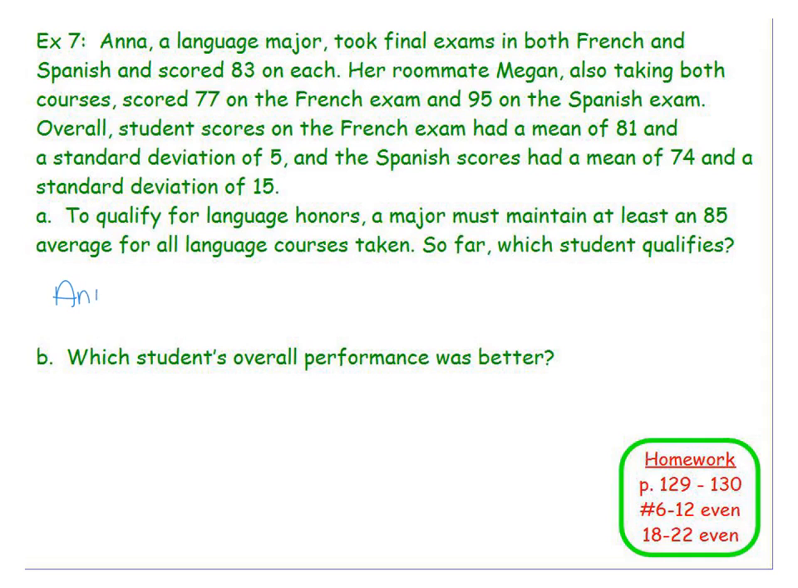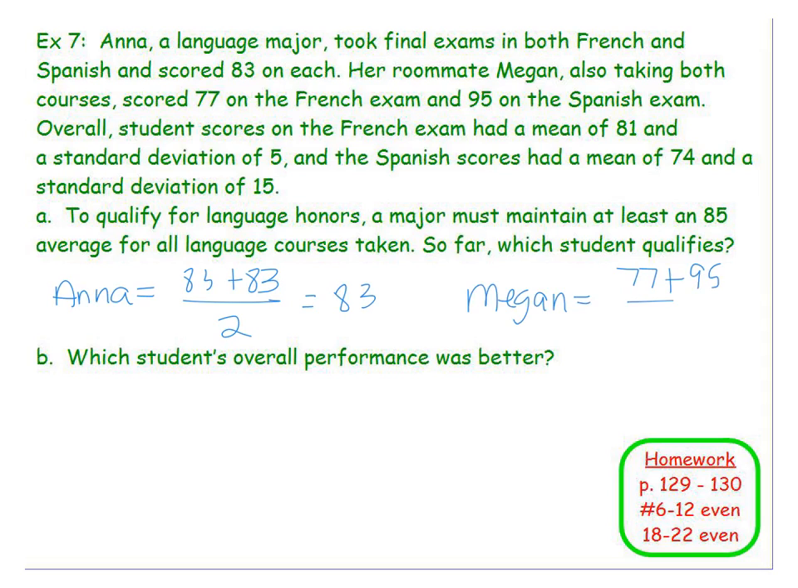Well, averages are very simple. Add and divide. So Anna had an 83 plus an 83, because she got 83 on both, divided by 2. Well, that obviously means she had an average of an 83. Whereas Megan had a 77 plus a 95, and divide that by 2, and you get 86. So who actually qualifies for language honors? That would be Megan. She has the 86. That meets the requirement of at least an 85. The problem is, which student's overall performance was better?